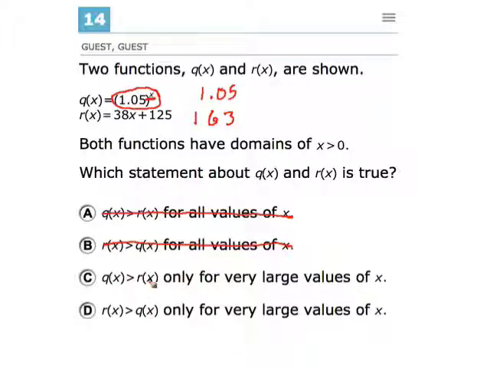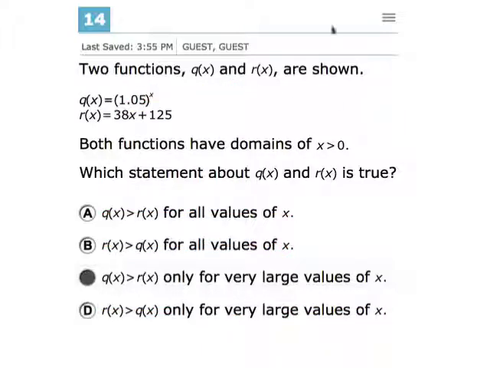Q of x is bigger than r of x only for large values of x. Seems that way. R of x is bigger than q of x. No, for a very small number it's bigger, so it can't be that one. So that leaves us with C. Q of x is bigger than r of x, but only for large values of x. So if we start getting 100 into here, it might start getting bigger at that point. So remember, exponential functions may start off much, much smaller than a linear function, but they will always get bigger by the end.